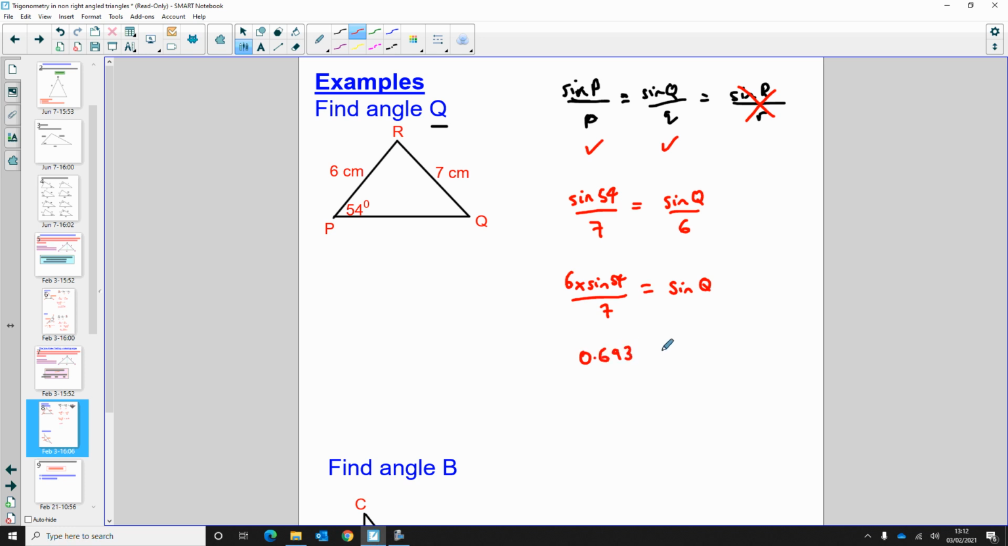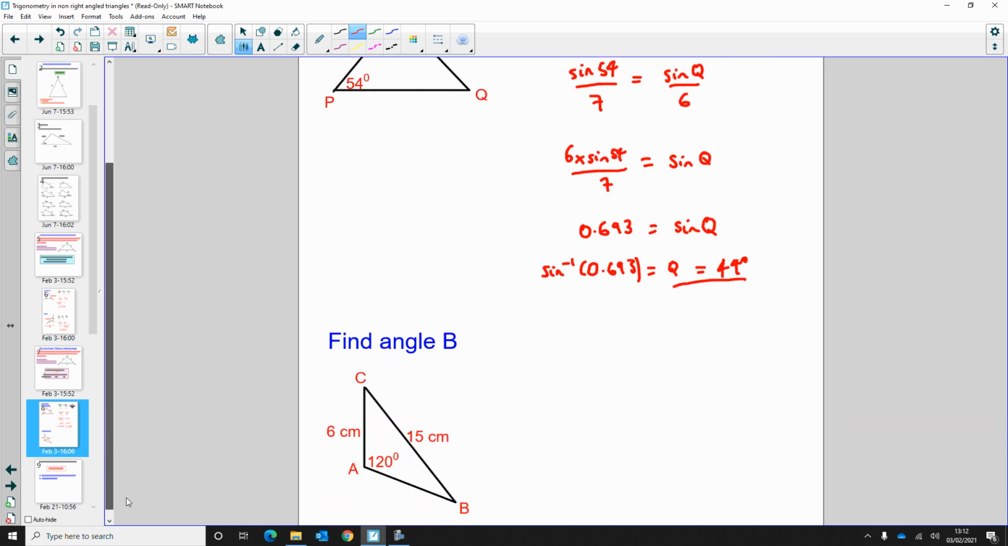0.693. Now that doesn't look like the right angle at the moment, and that is because that is currently sine Q. So like when you're finding a missing angle in SOHCAHTOA, you need to bring the sine across and do inverse. So inverse sine, shift sine on your calculator of 0.693, and that will find Q. And that gives me an answer of 44 degrees. Okay, so there is just a tiny extra step when you're finding an angle of doing the inverse sine.